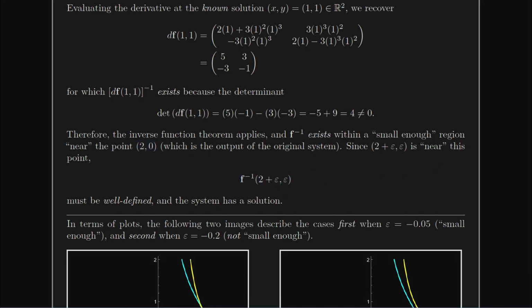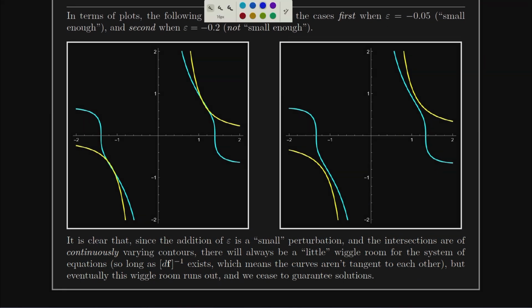Below, I've chosen some values of epsilon. If I let epsilon be negative 0.05, that's me tugging on these strings a little bit, and we still maintain solutions because the strings are overlapping a little bit. But even something like epsilon being negative 0.2, all of a sudden the strings are no longer overlapping. So you get this notion that a small enough epsilon will maintain solutions, but a little bit larger will not.